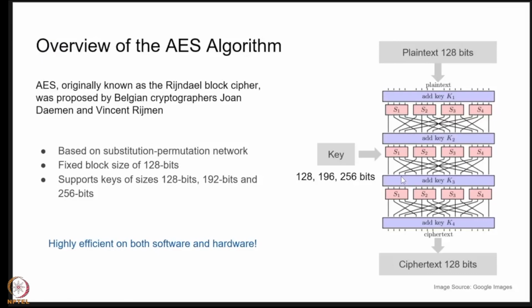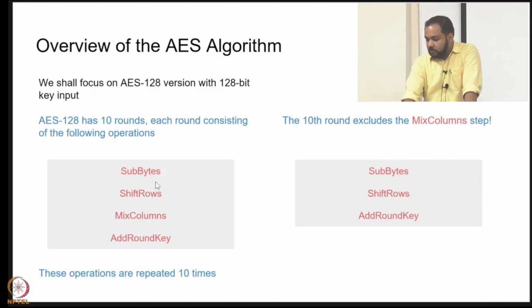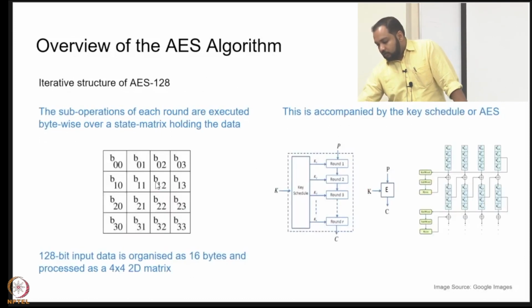So this is the overall AES algorithm, the AES 128-bit algorithm, which is a network of add round key, substitution box, shift row, and mix column. This is the entire operation. First there is sub byte, shift row, mix column, add round key, and then in the last round it is just sub byte, shift row, and add round key. So overall there are 10 rounds.